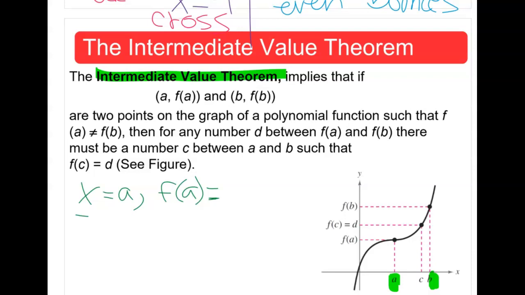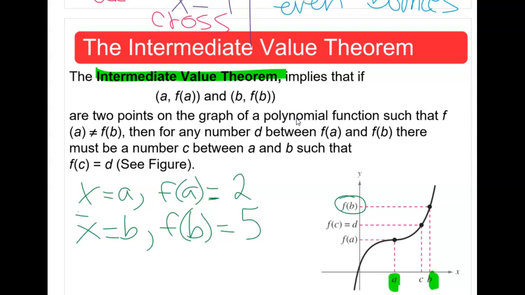Okay, let's say f of a, I'm just going to give it a number. Let's say it's a 2. Then we have another one, which is b. So the x value is b. B is a number, so the y value that corresponds to b, let's say it's a 5. You can see that f of b is here, f of a is here.